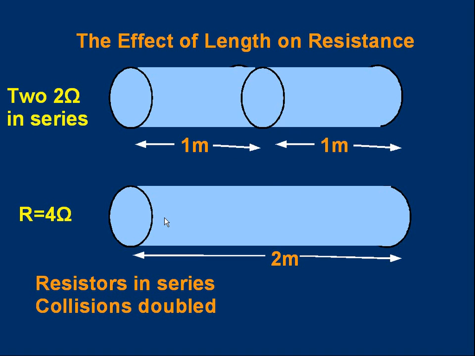A more fundamental way of thinking about it is to ask what the cause of resistance is, and it's energy loss due to collisions as the charge carriers move through the wire. If they've got to move twice as far, there'll be twice as many collisions. We're doubling the number of collisions. That's why the resistance doubles if we double the length.